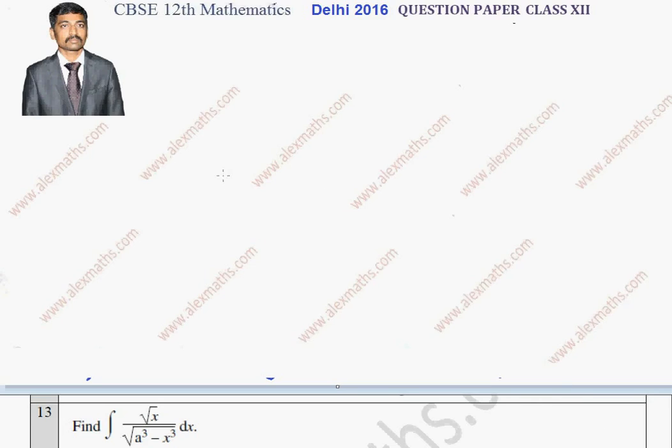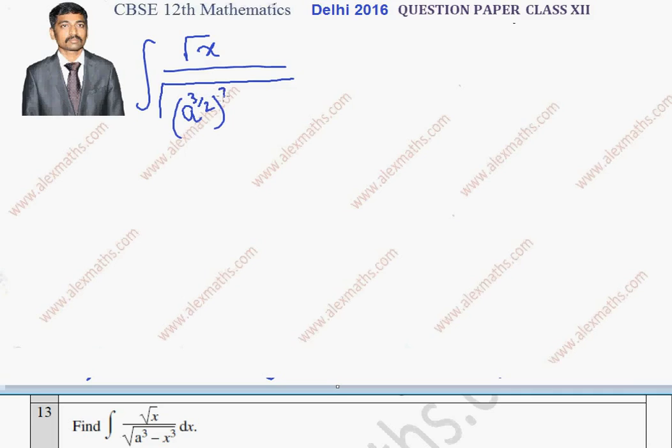Question number 13, integral root x by root of a cube minus x cube dx. Root x whole divided by this denominator, we are going to rearrange. This a power 3 can be written as a power 3 by 2 whole square. In the same way, x power 3 by 2 whole square will become x cube. Because we are going to give the substitution t is equal to x power 3 by 2.